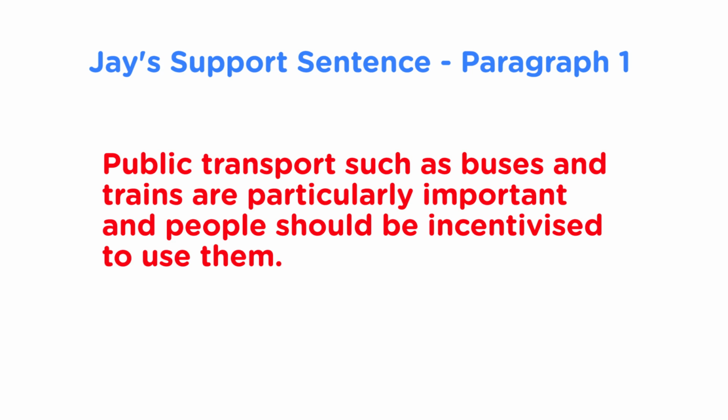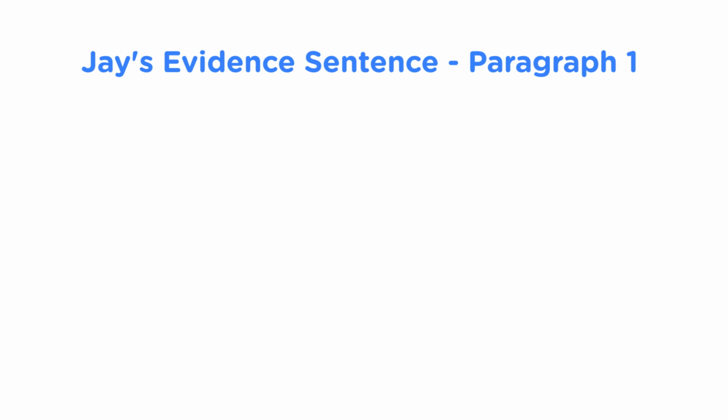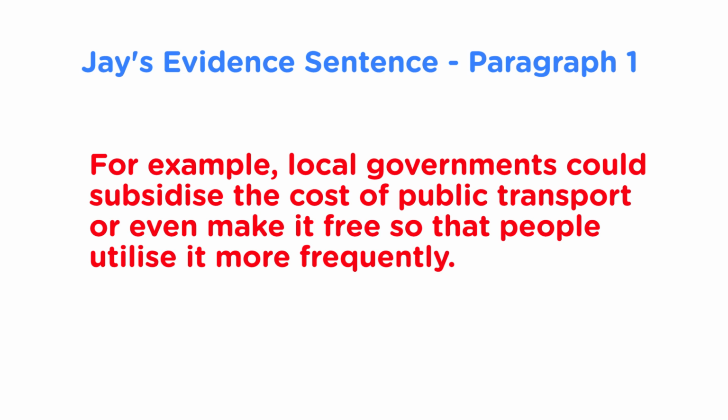Our support sentence adds information to our opening sentence. It says, public transport such as buses and trains are particularly important and people should be incentivized to use them. Now we need to add some evidence to strengthen our argument. Our evidence says, for example, local governments could subsidize the cost of public transport or even make it free so that people utilize it more frequently.